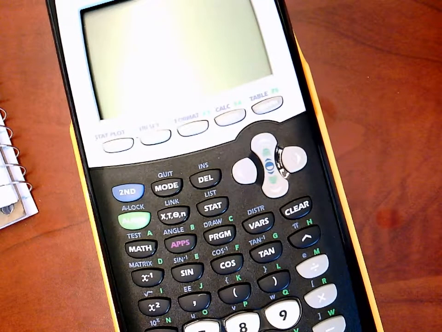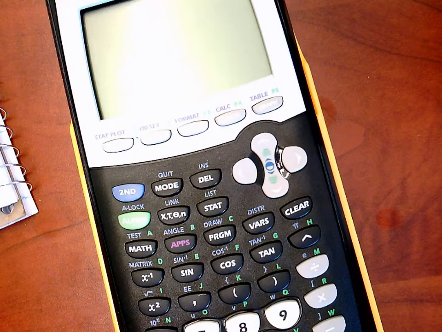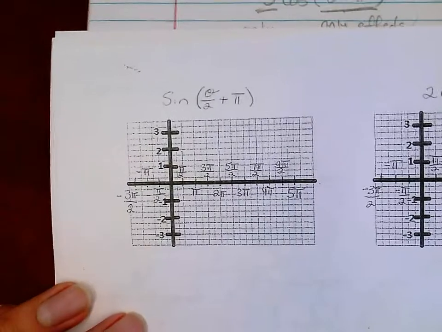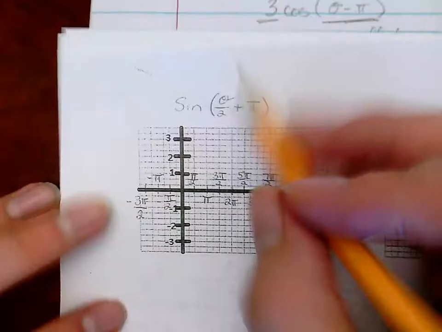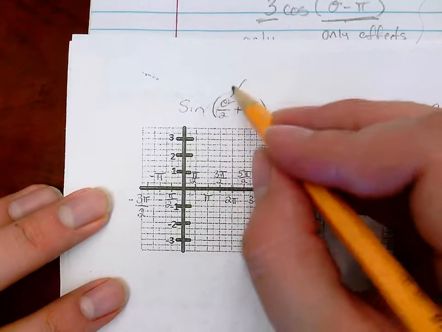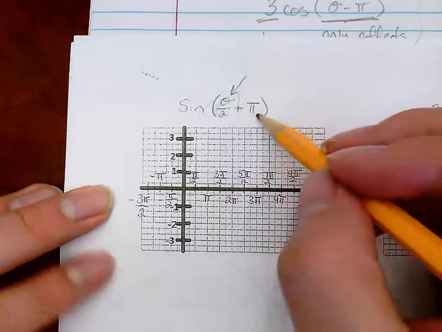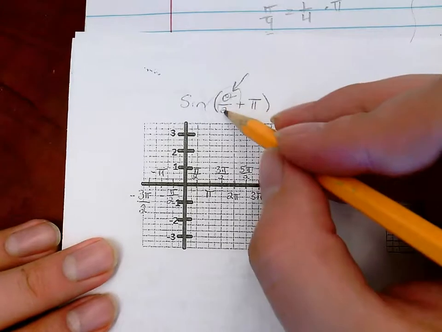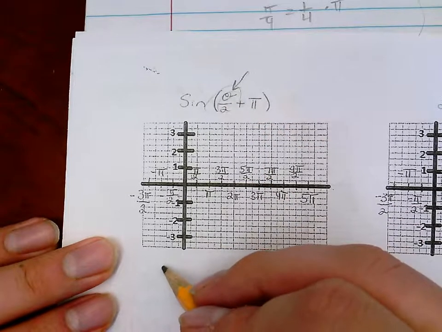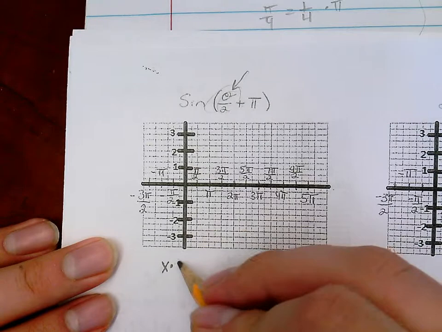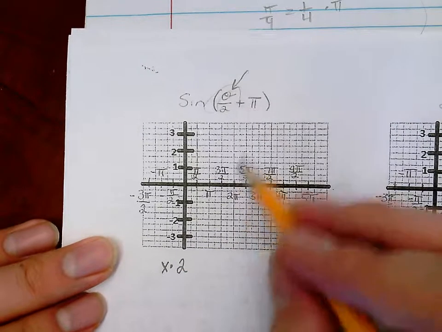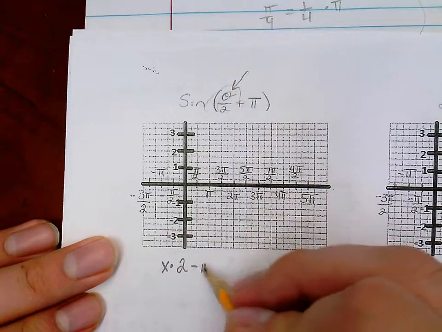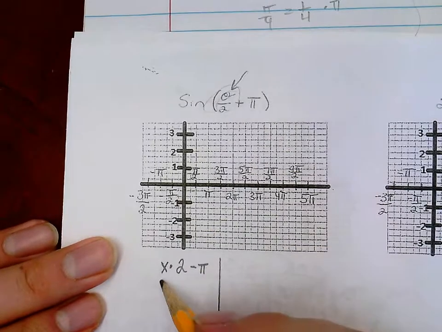Now, if I flip over to something like, let's say we look at this. All right. This has two things. It is now doing something to the theta itself, and it's adding. Okay, so this means that we have to actually do two things. First, because it's dividing by 2, we have to take x and multiply it by 2. Alright? And since it's adding pi, then we're going to subtract pi. And that's what we're going to do right here.